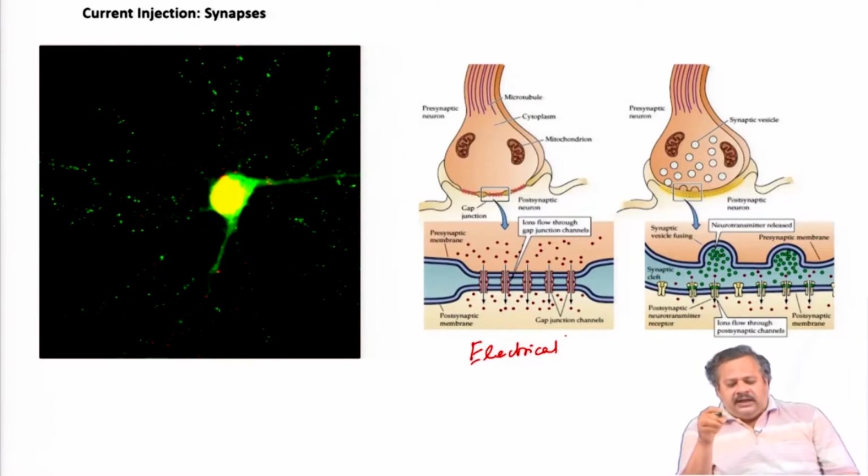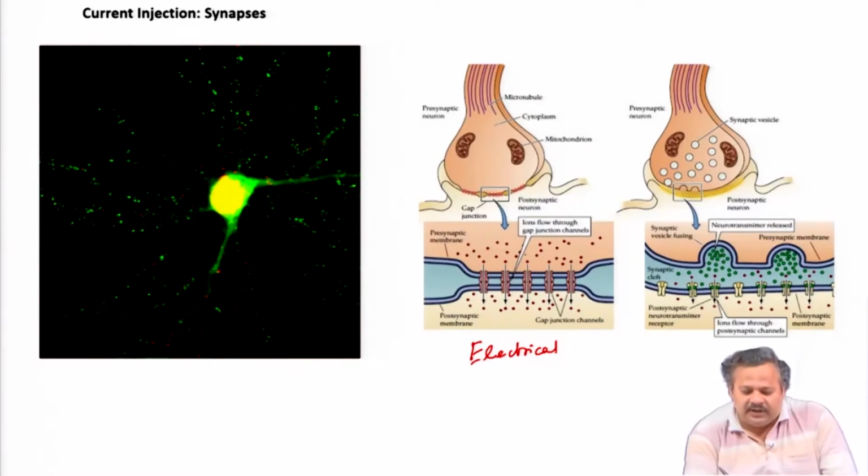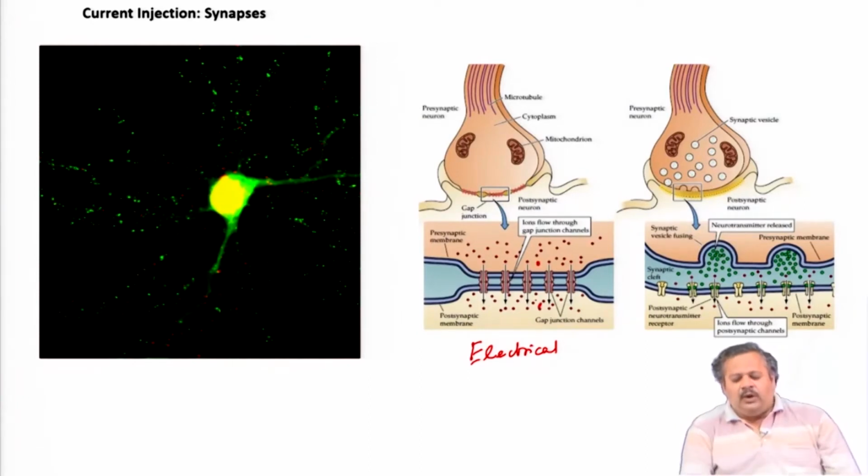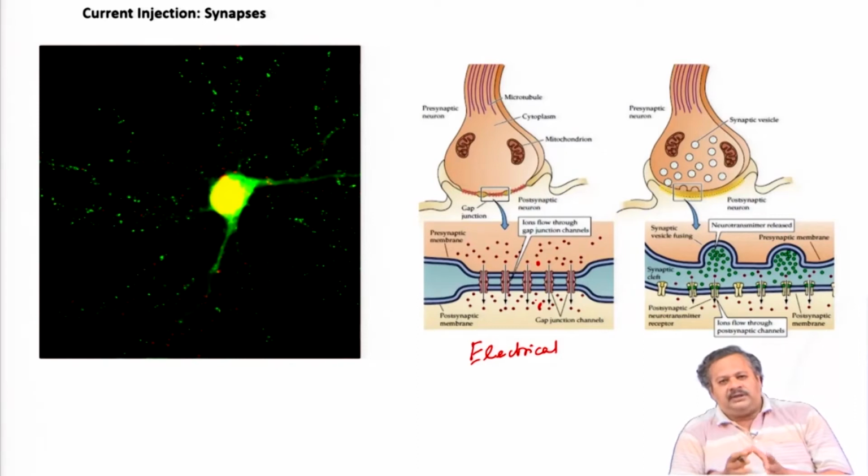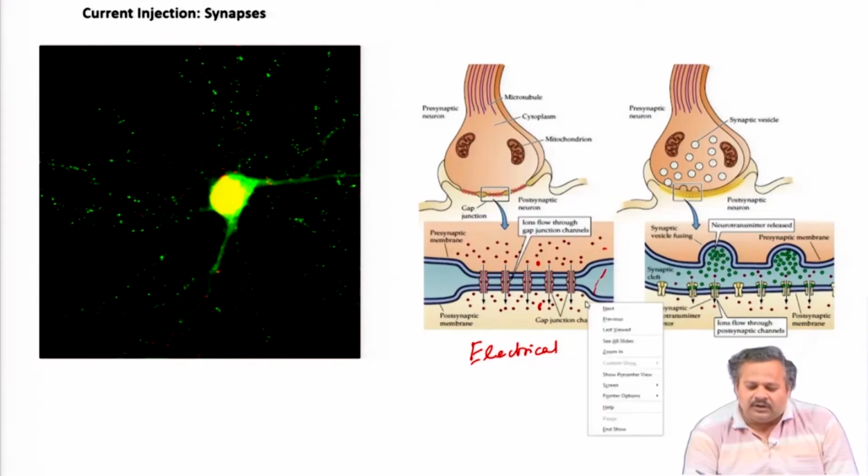And these electrical synapses are required for synchronization of activity. As you can see, the potential here and the potential here will try to be the same. And as we have said, the membrane potential is the measure of activity. What this will do is basically synchronize the activity in the two neurons that are connected through gap junctions.